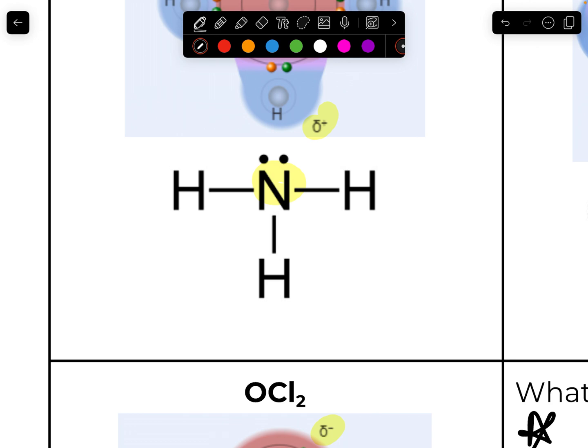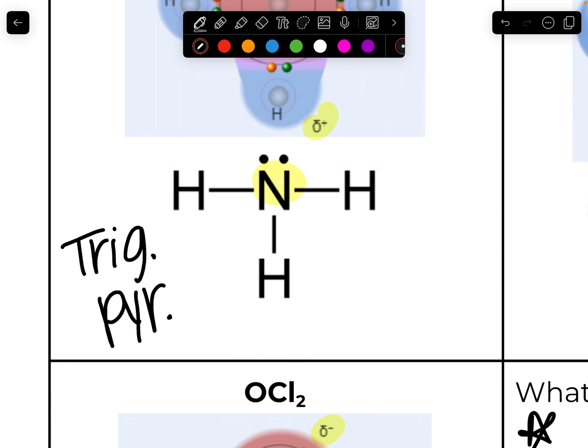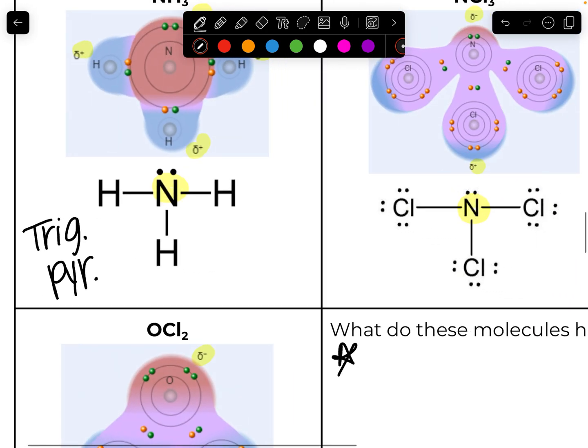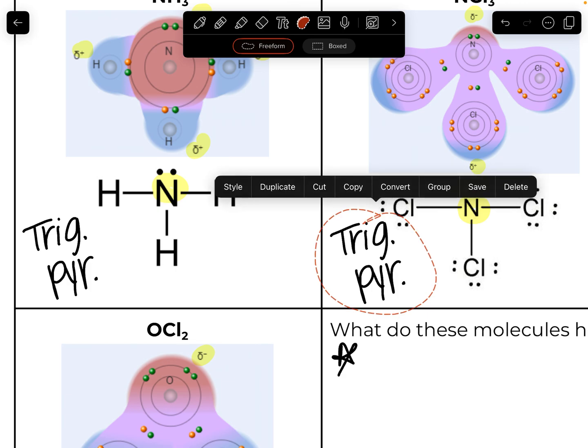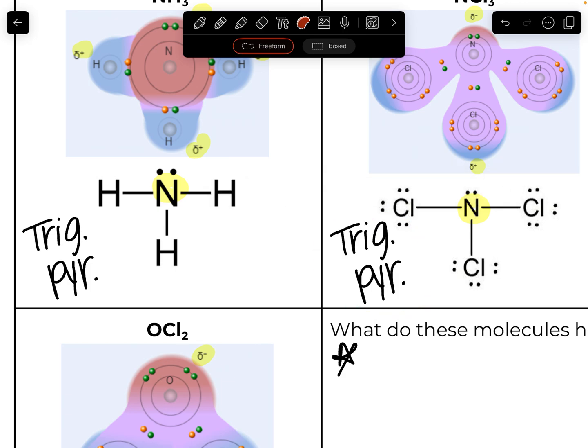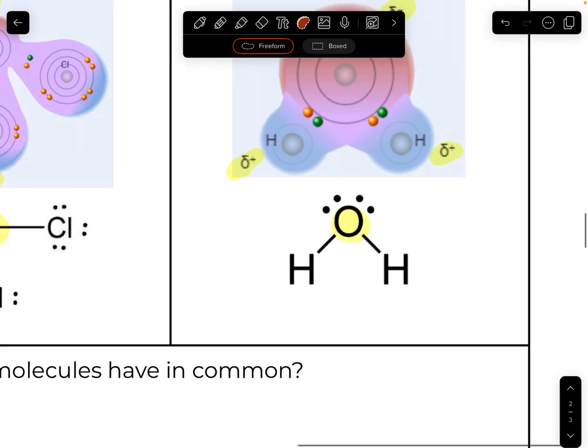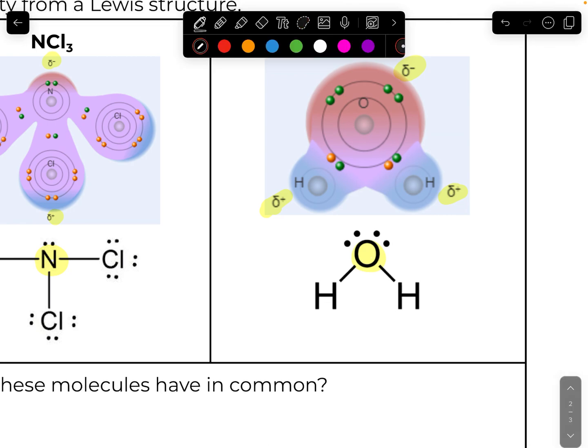NH3, 3 bonds attached, 1 lone pair on the central atom. That's going to be trigonal pyramidal. All right, NCl3, 3 atoms attached to the central, 1 lone pair. Same. Trigonal pyramidal. Interesting. Water, we did on the previous page. 2 bonds, 2 lone pairs. Bent.